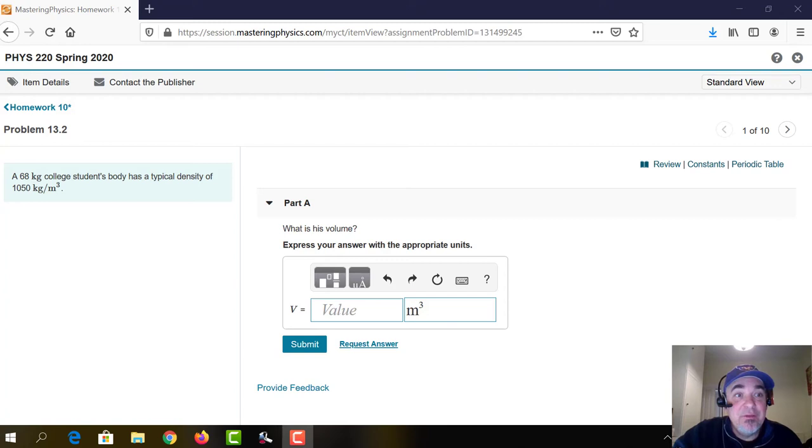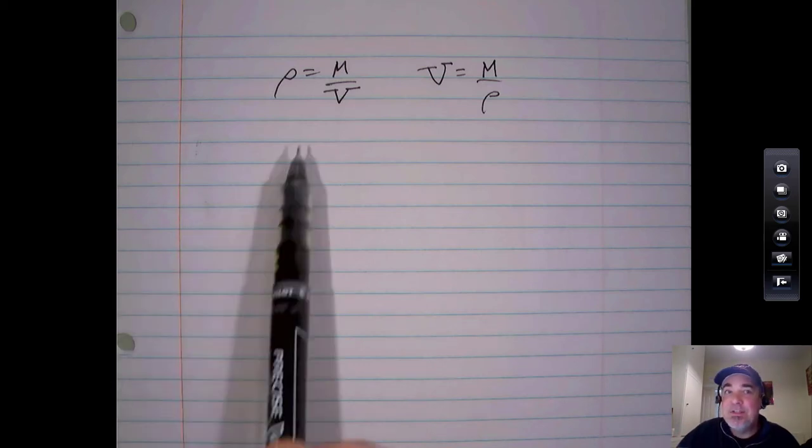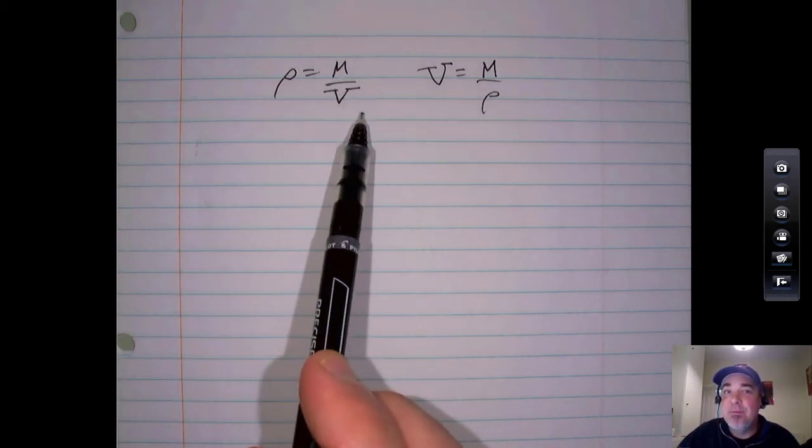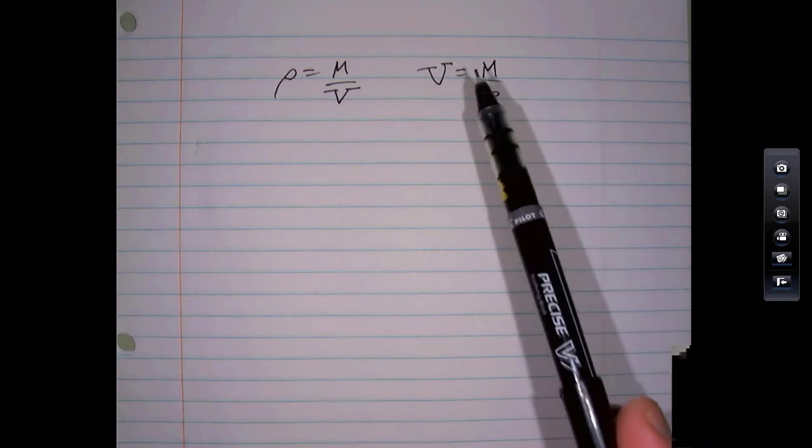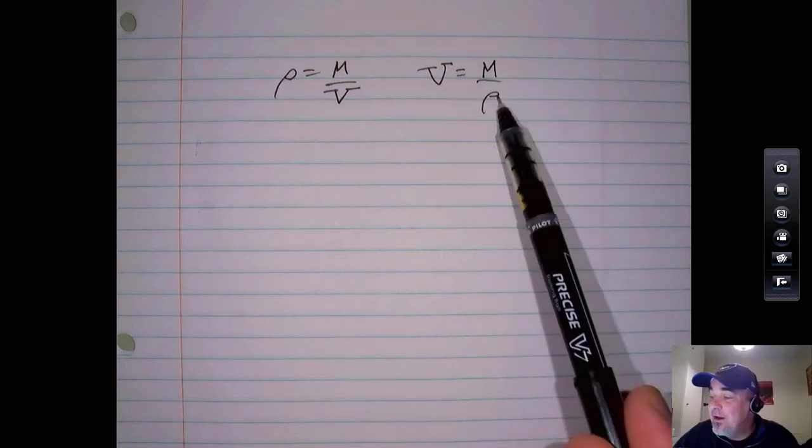First problem, we have a 68 kilogram college student. Density is given, 1,050 kilograms per cubic meter. What is the volume? You probably have seen this kind of problem going back to 6th grade or something like that, but let me just refresh your memory. Density is mass divided by volume. We're trying to figure out the volume, so a little bit of algebra: volume then would be mass divided by density.